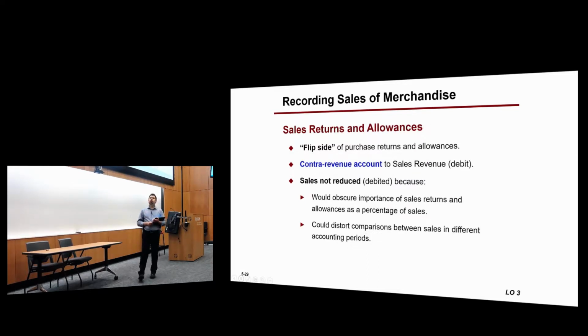Again, we also have sales returns and allowances. This is the other side of the story to purchase returns and allowances. Remember we talked about when you return something to Best Buy or to Walmart? Last time we learned how to record it from the buyer's perspective. Now, we are going to record it from the seller's perspective.